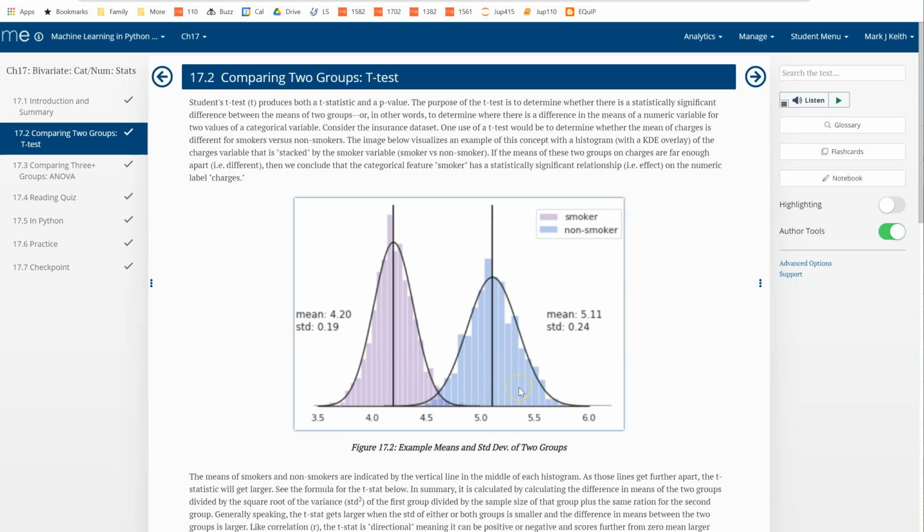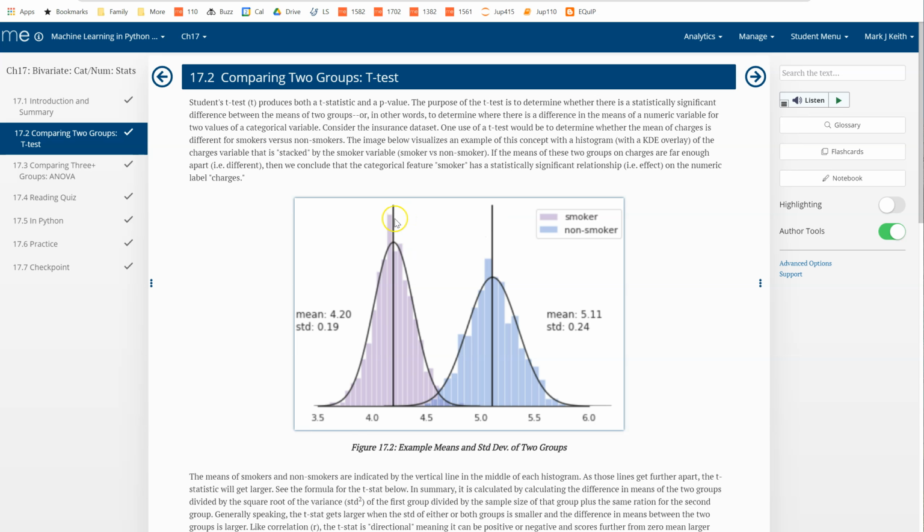So when we identify a relationship between a categorical feature and a numeric label, it's based on simply those 2 factors. How far apart are the means? The further apart they are, the more we can say there's an effect of smoker on insurance charges. If these means were close together, then the cost of insurance charges for smokers and non-smokers were very similar and there's very little effect of smoking. But they're far apart. Now that's important.